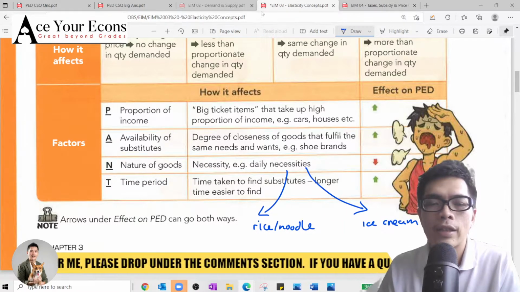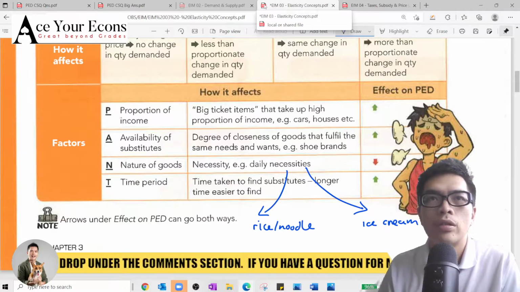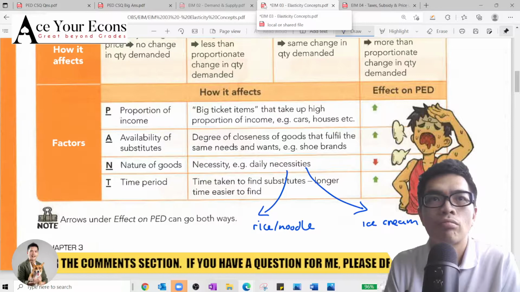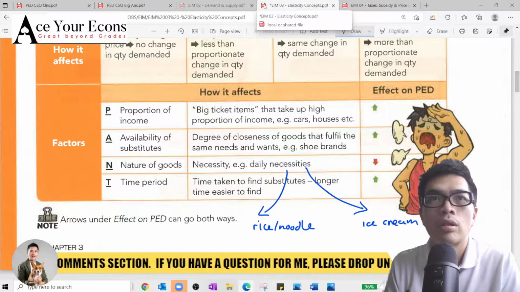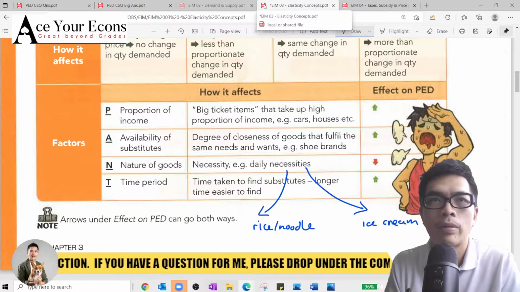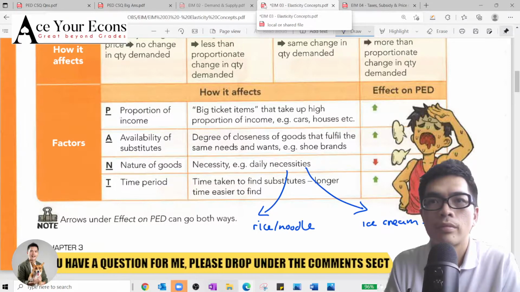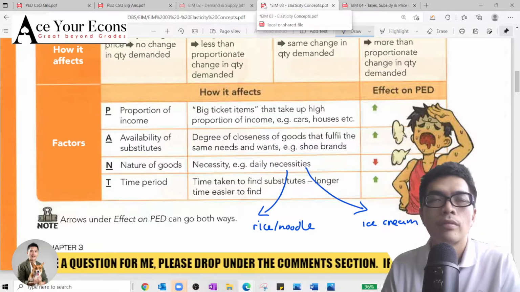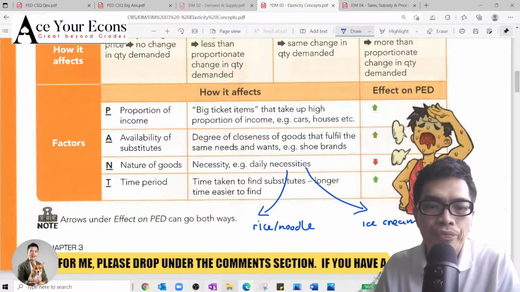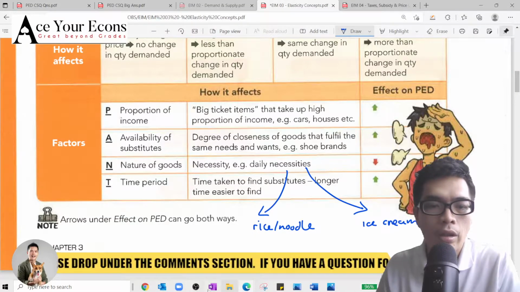Degree of necessity. So if a good is deemed to be a necessity in your staple diet, do you think it will be responsive to price change? Do you think it will be sensitive to price changes? Yes or no? Now type it out. When it is a staple food, will it be sensitive or not sensitive to price change? Sensitive or not? Okay, great. Yuki and DY, I'm still waiting. Sensitive or not?